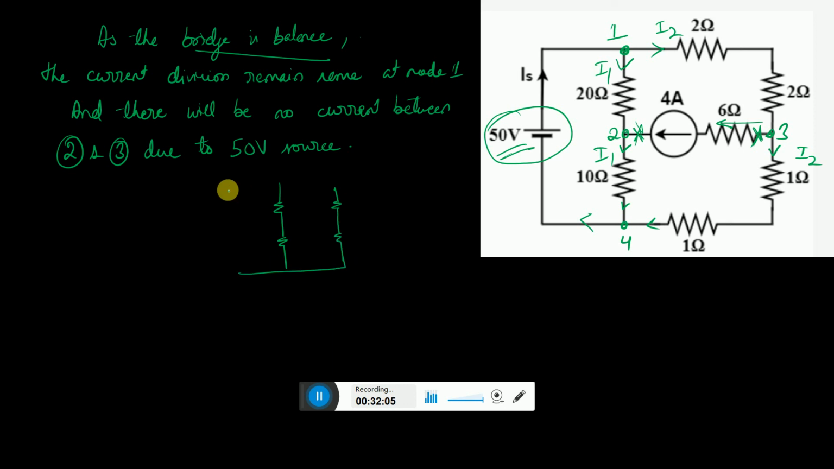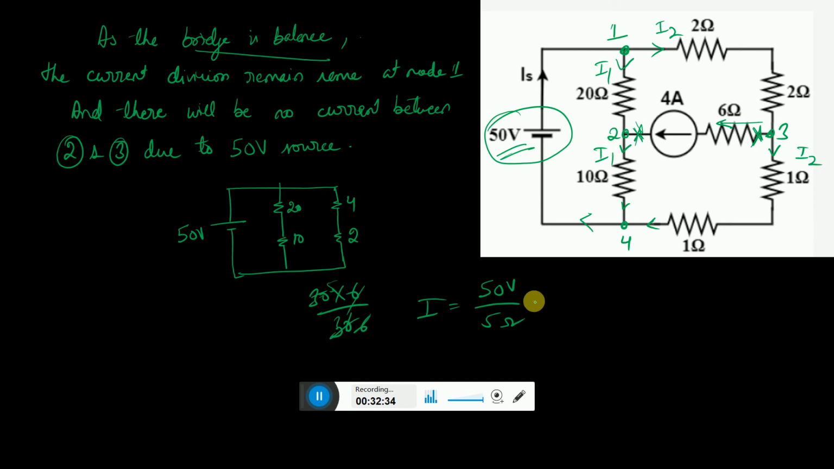So this network can be redrawn like this, with 50 volts over here, and this one is 20, 10, this is 4 and this is 2. So you have 30 and 6 in a parallel combination: 30 into 6 by 30 plus 6, that is 36, so 6, this is 5. You have got the equivalent resistance 5, so the current equals 50 volts by 5 ohms, that is 10 amperes. So the IS value is 10 ampere.